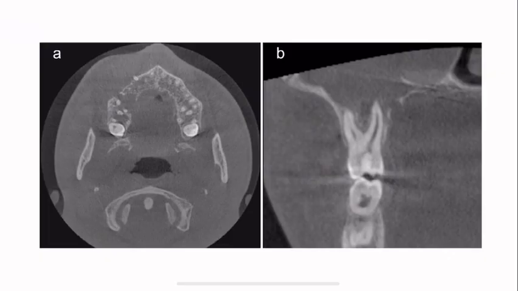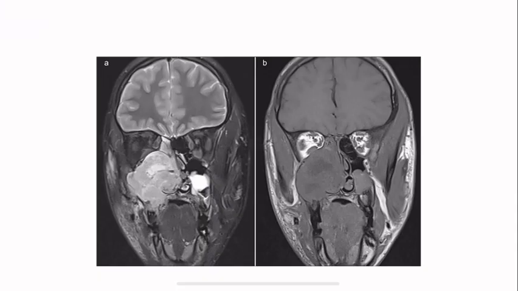MRI showed a large soft tissue mass measuring 46 by 52 by 54 millimeters, filling the right maxillary sinus and extending into the right nasal cavity, ethmoid sinuses, subcutaneous tissue, orbital floor region, and the hard palate.